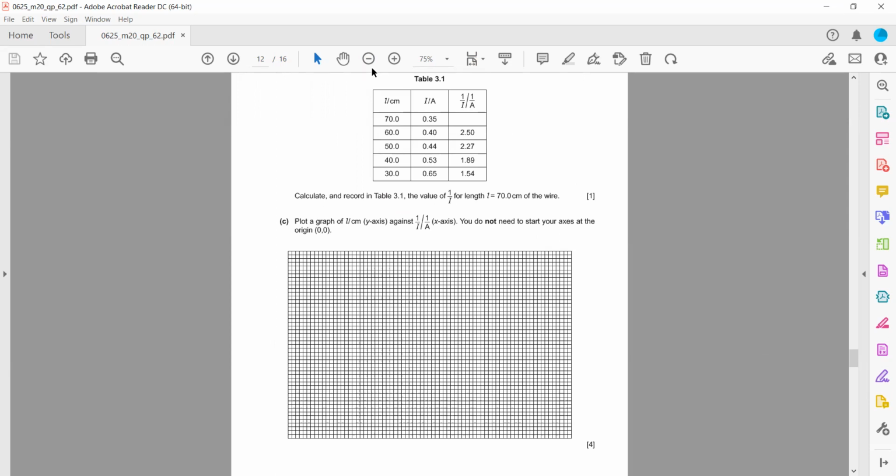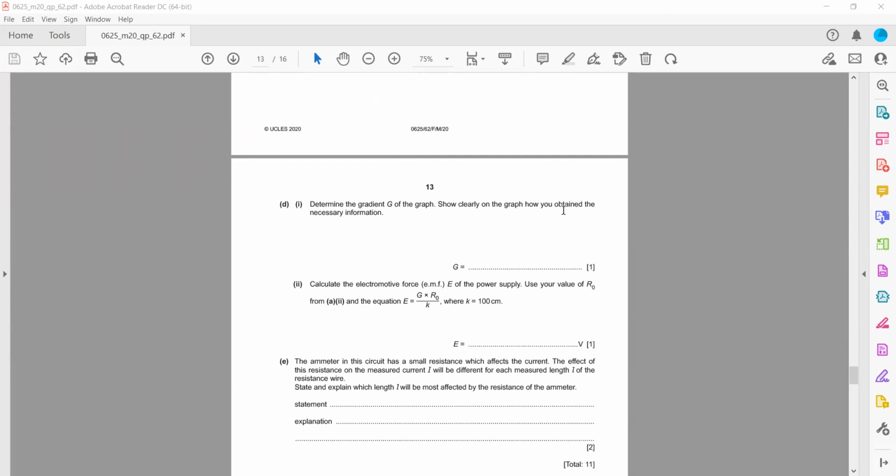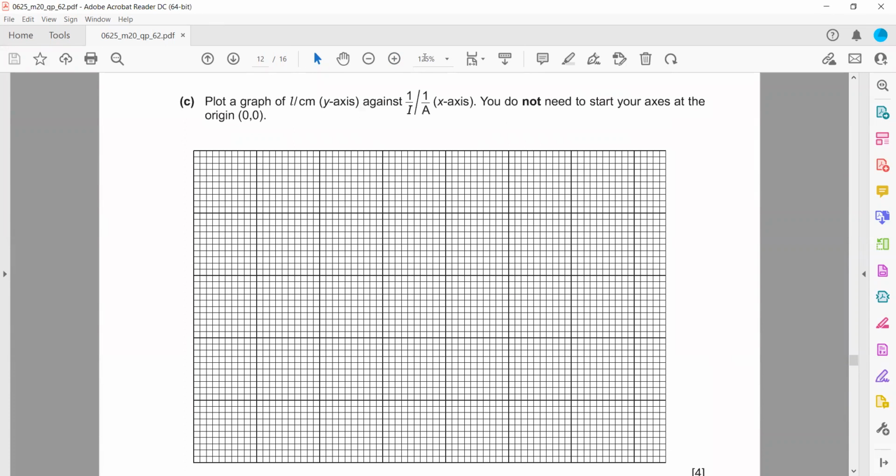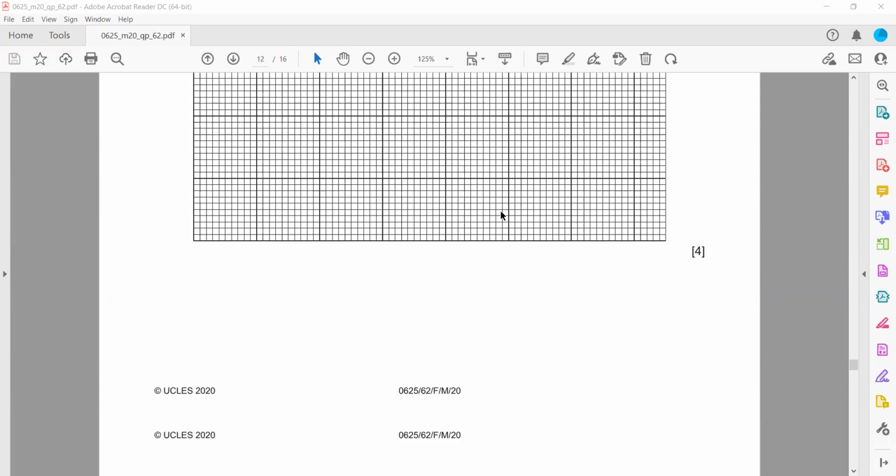For length, the range is from 30 to 70, and for the reciprocal of current, it is 1.54 to 2.86. So I can start, for example, from 1.5 to 3, and for length from 30 to 70. Then you will plot a graph from the readings above. And from your graph, you will determine the gradient. It will be a straight line, not necessarily starting from the origin. Take 2 points, y2 minus y1 over x2 minus x1 will give us the gradient.